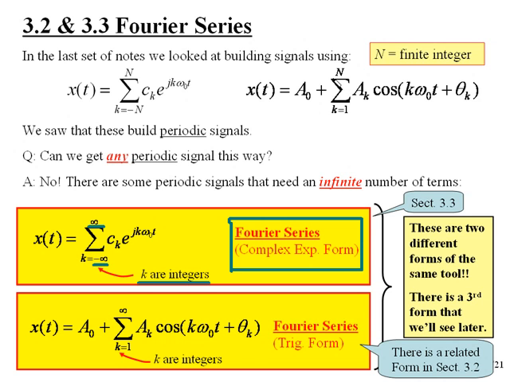If in this form we let n go to infinity, we now have our sum that goes up to infinity. Here we're summing over just the positive integers, and we're handling the k equal to 0 case out here separately. This is what we call the Fourier series in trigonometric form. This form is discussed in section 3.2. The complex exponential form is discussed in section 3.3.